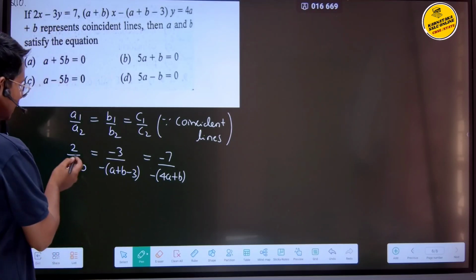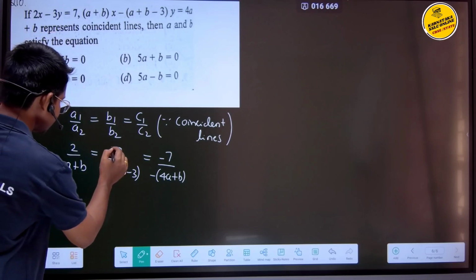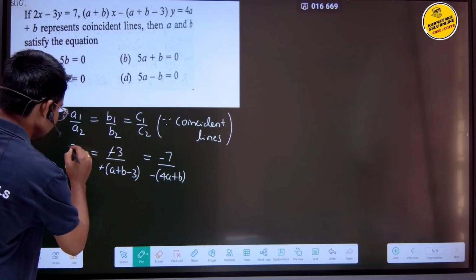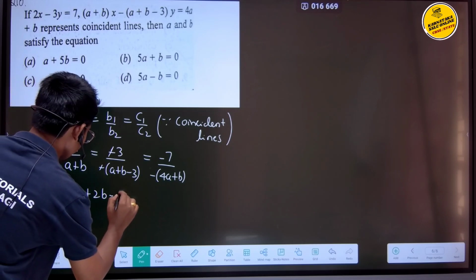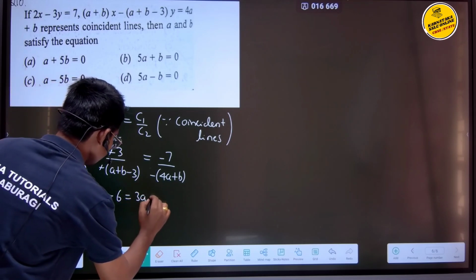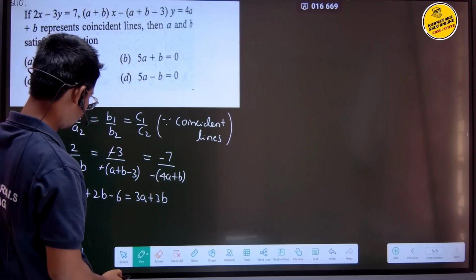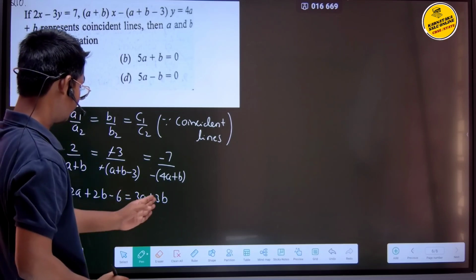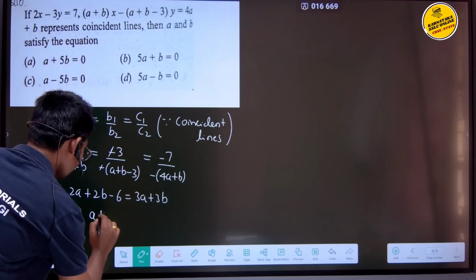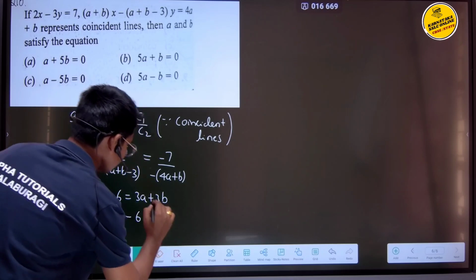So first I'll multiply the first and second fractions. I'll cancel minus and minus. After cross multiplying, 2a plus 2b equal to minus 6 equal to 3a plus 3b. I'll take 2a to the left side: 3a minus 2a is a, 3b minus 2b is plus b, equal to minus 6. I'll call it equation 1.